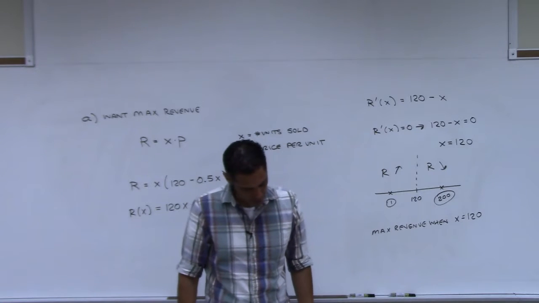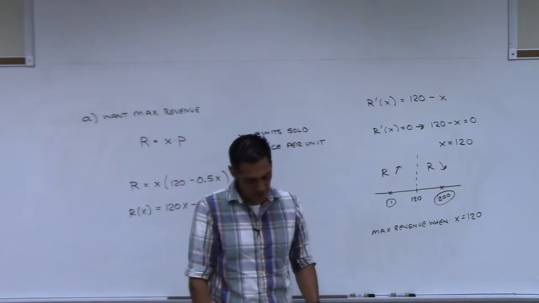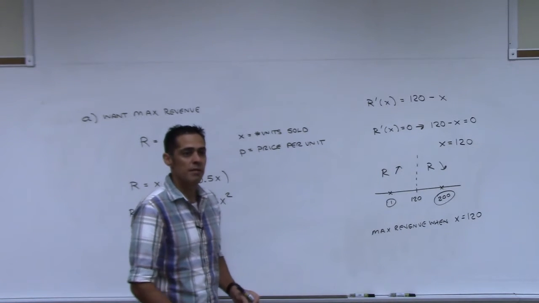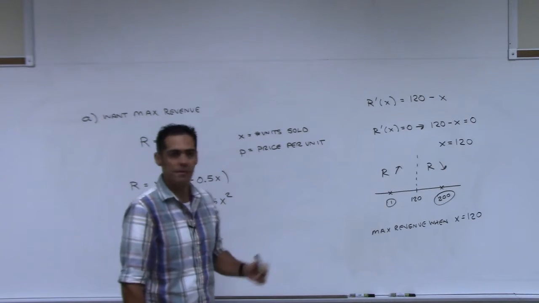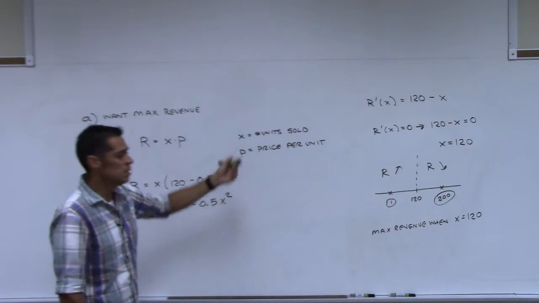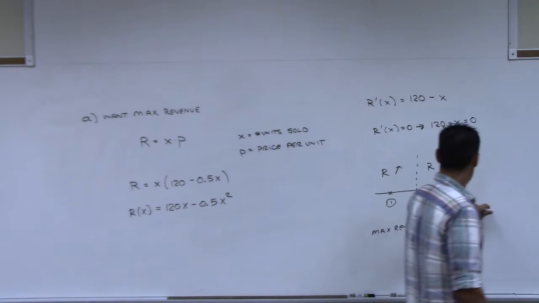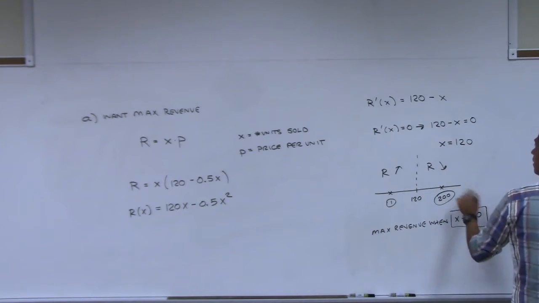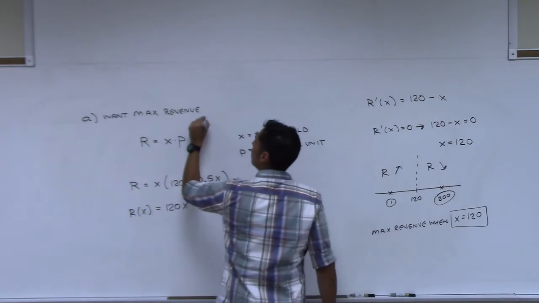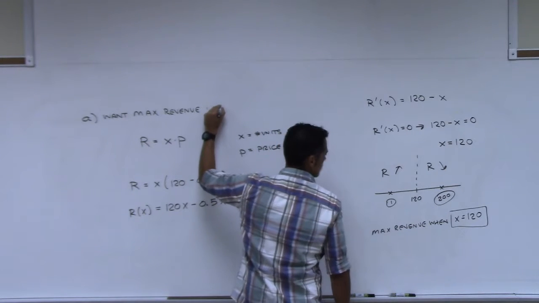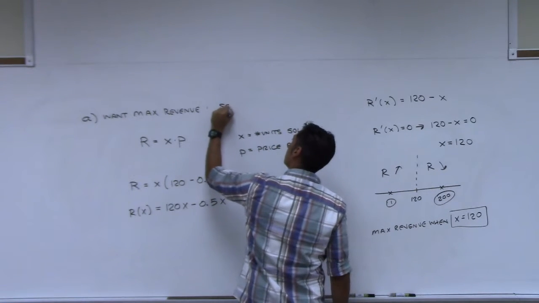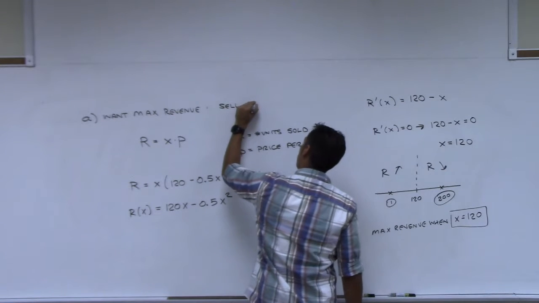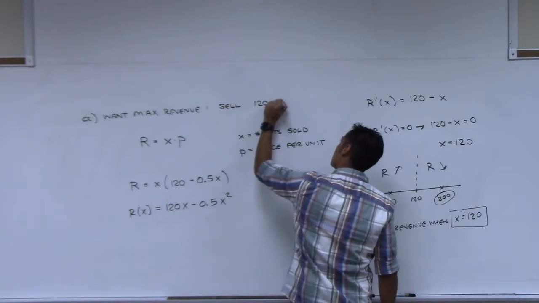Can we answer part A? How many ceiling fans should be produced and sold to maximize revenue? X was the number of units we're going to sell, right? So this answer is part A. Part A, I'll put the answer up here. We need to sell 120 units.